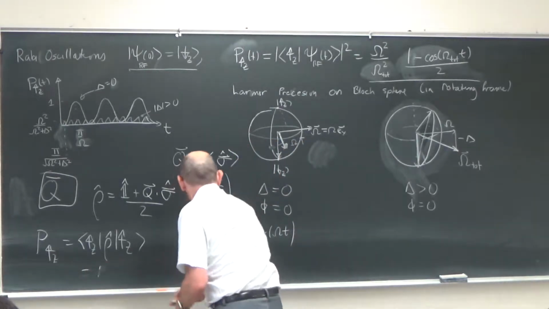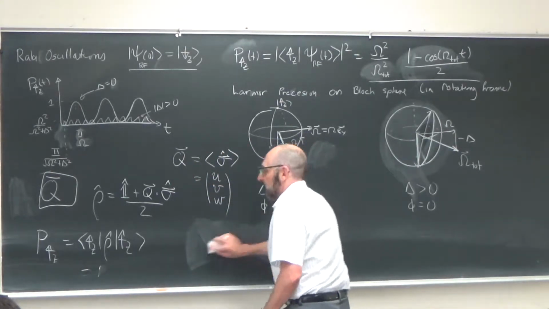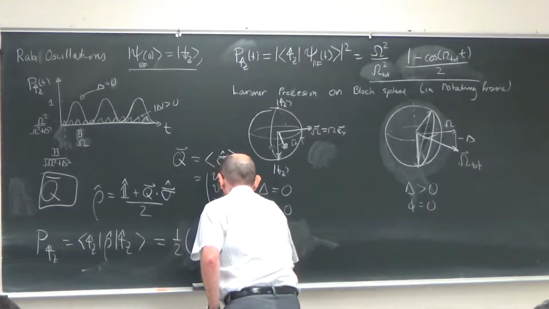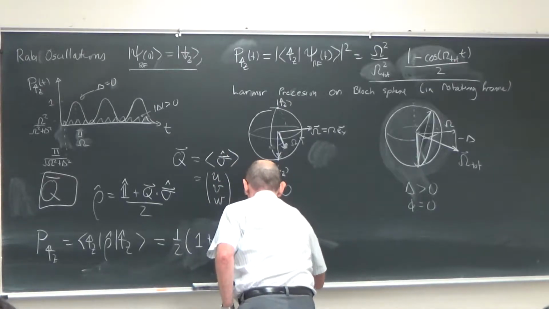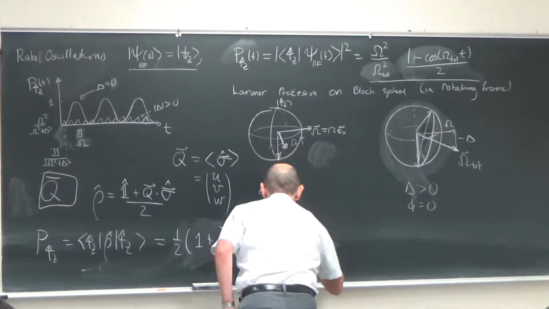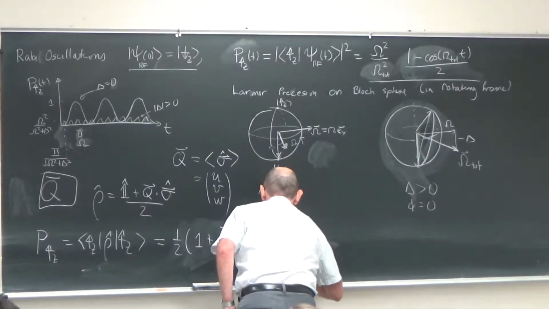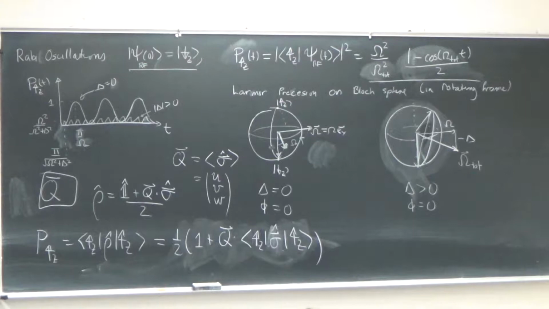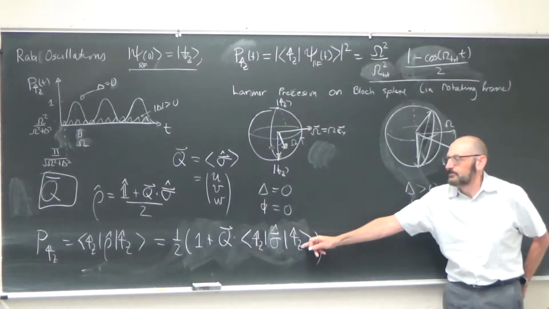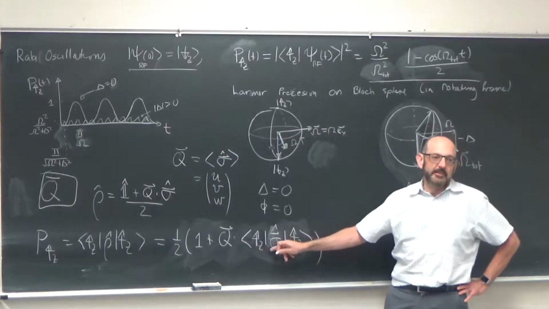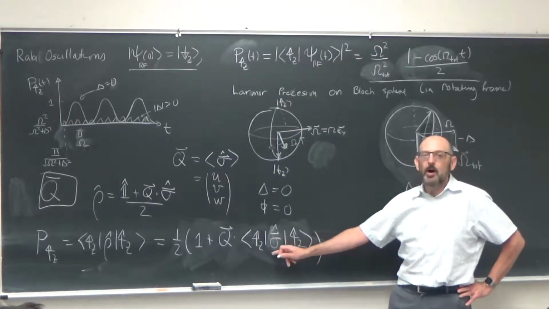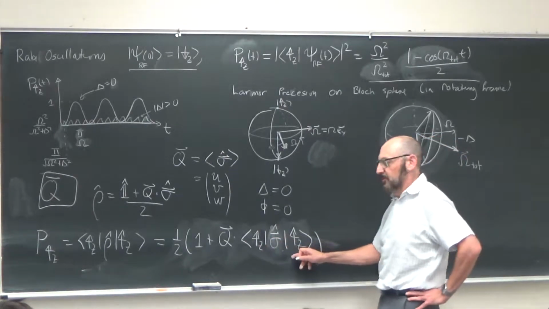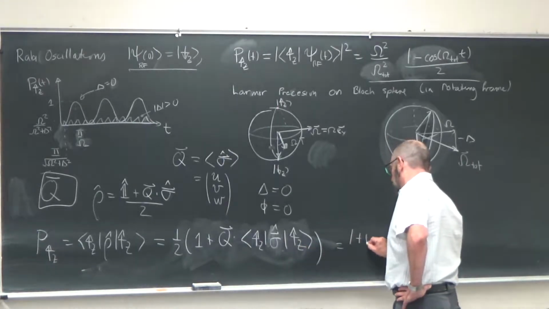So maybe I should erase this. Let's write out some more steps. Right? And what's that? Well, if it's sigma x, what is it? 0. If it's sigma y, what is it? 0. If it's sigma z, what is it? 1. So it only has a z component. So this is equal to 1 plus w over 2.